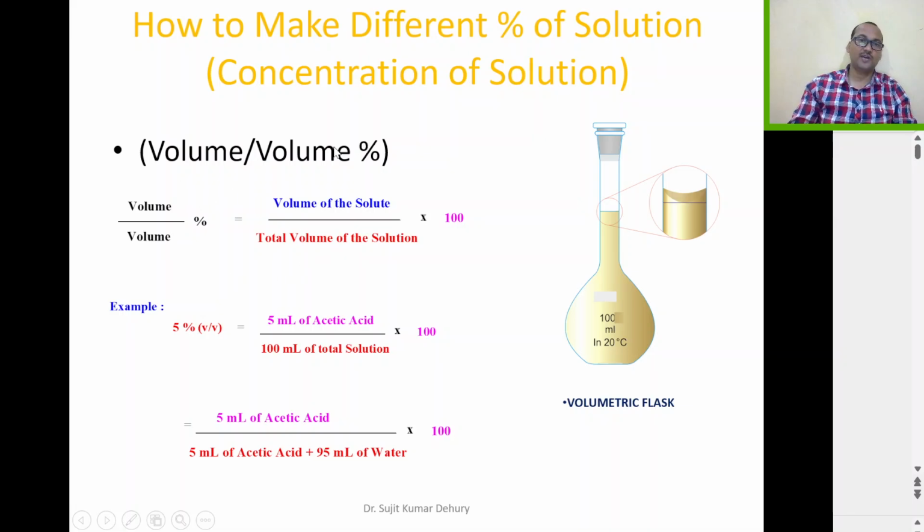Similarly, for volume by volume percent, this is the formula you need to use: volume of the solute divided by total volume of the solution into 100. So for 5% volume by volume, you need to use 5 ml of acetic acid, and then you need to add 95 ml of water to that in the volumetric flask, so that the total volume of the solution is 100 ml.